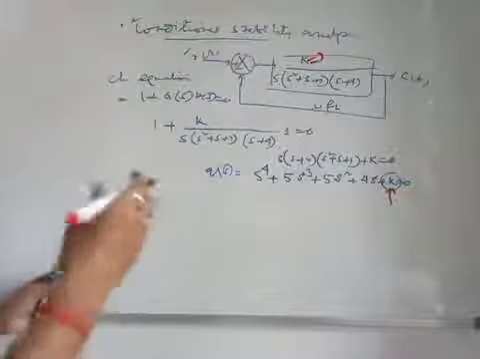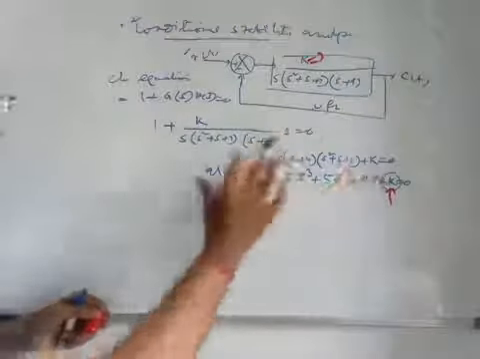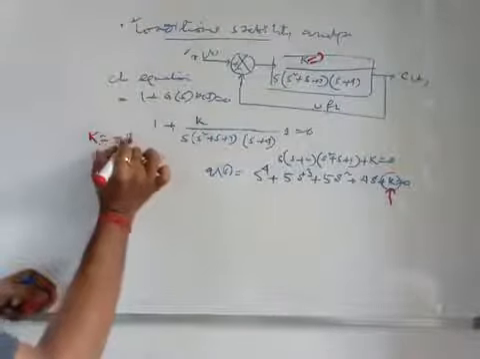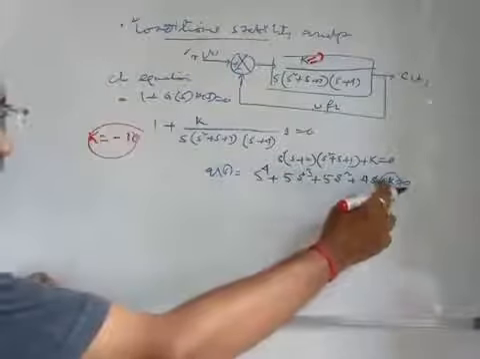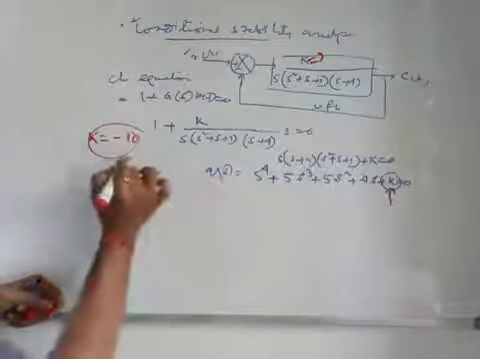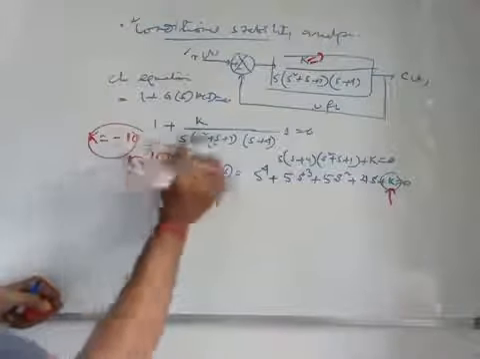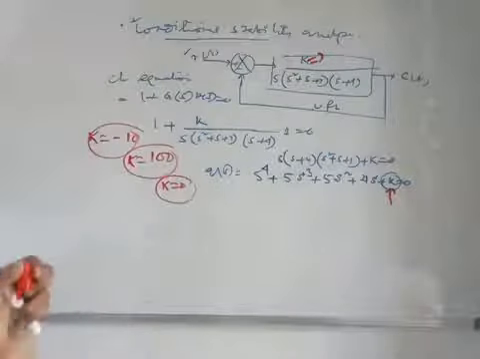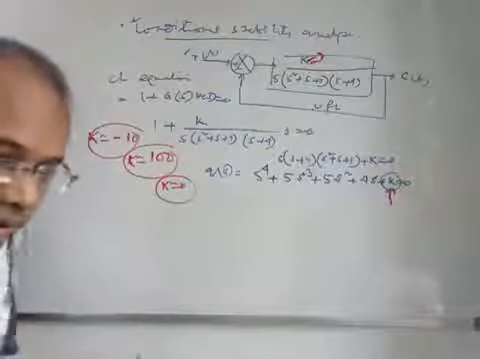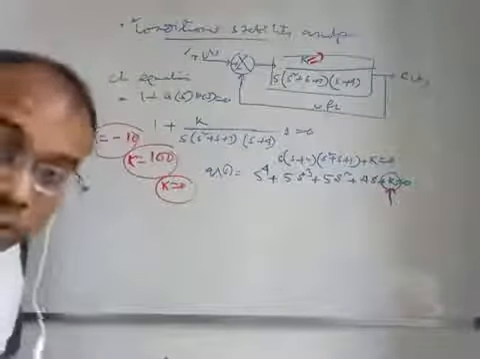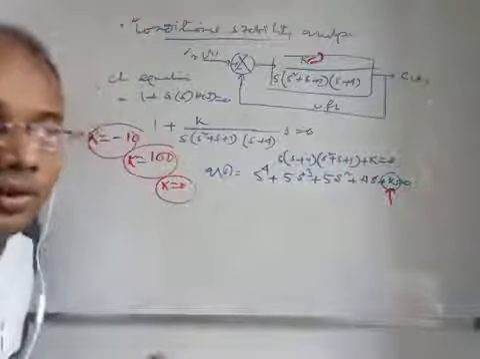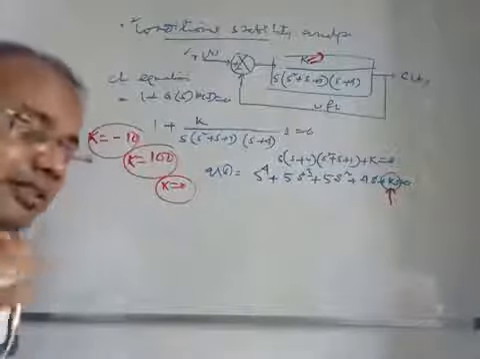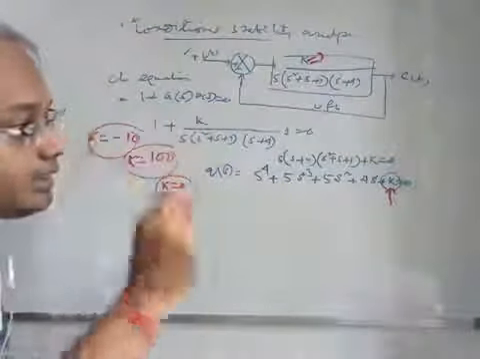For different values of K, the system stability may change. For example, if the value of K is minus 10, you put the value of K here and solve it. Maybe K is equal to plus 100, you may solve it. Maybe K is equal to 0, you can solve it like this. That means there is a general procedure to check the value of K for which the system will be stable, for which the system will not be stable, and for which the system may be marginally stable. That is known as conditional stability, because there is a certain range of values of K.